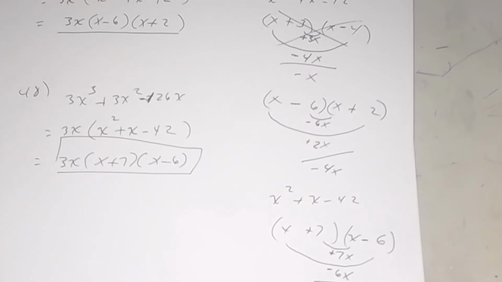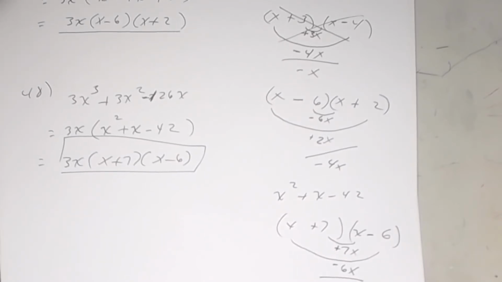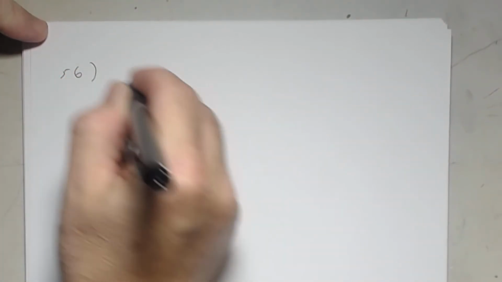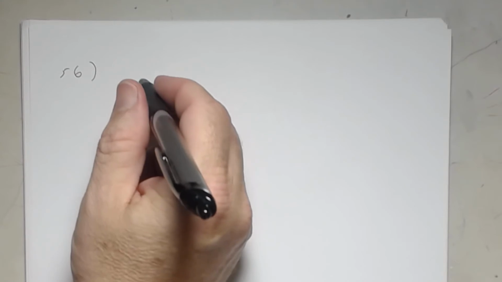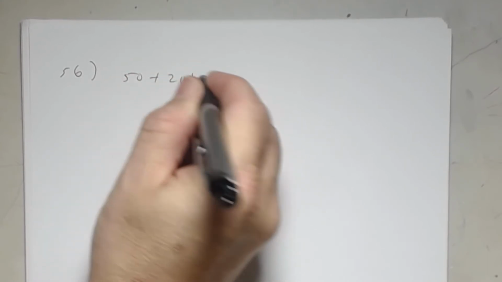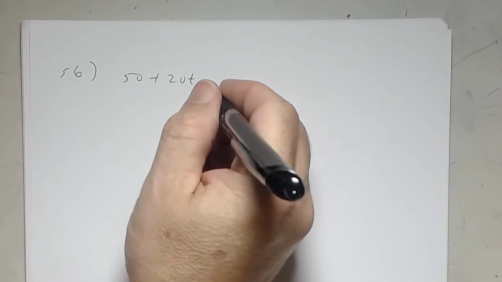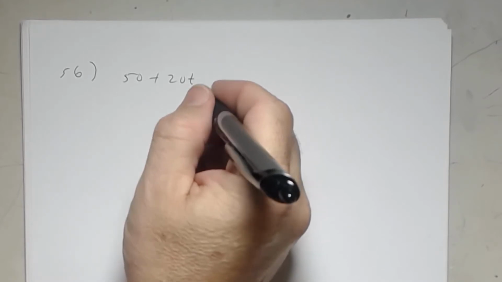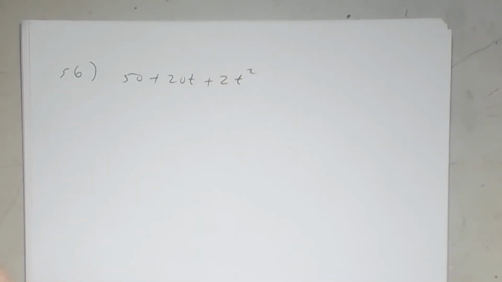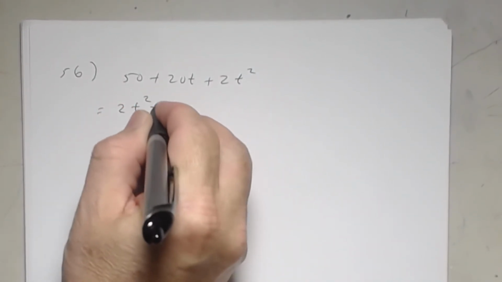All right, let's do 56. You have 50 plus 20t plus 2t squared. If you want to put it in descending order, you can. Some students prefer to do it that way. So if you put it in descending order, what do you get? 2t squared plus 20t plus 50.